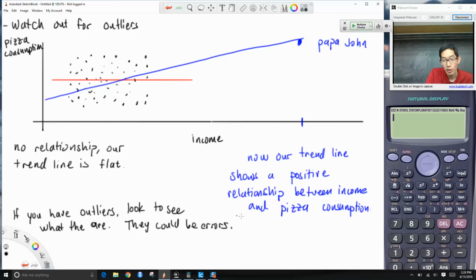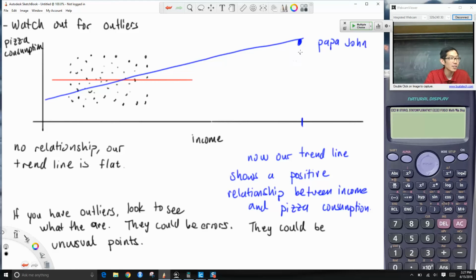Okay? They could be errors, or they could just be unusual points. And you should never just throw away outliers just because they're inconvenient. So don't just throw them away just because they're inconvenient. You can remove them, but you should have a good reason, right? If we say, okay, you know what, Papa John, you don't really represent the rest, you're in the 1%, so we don't want to include you in our analysis.